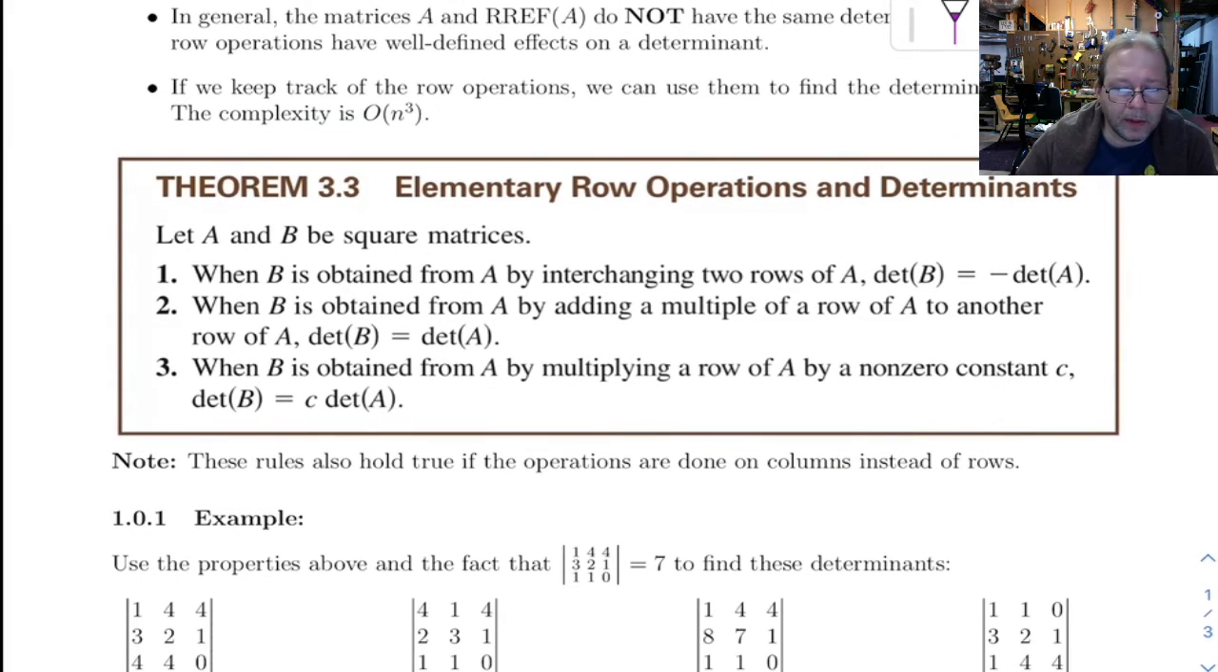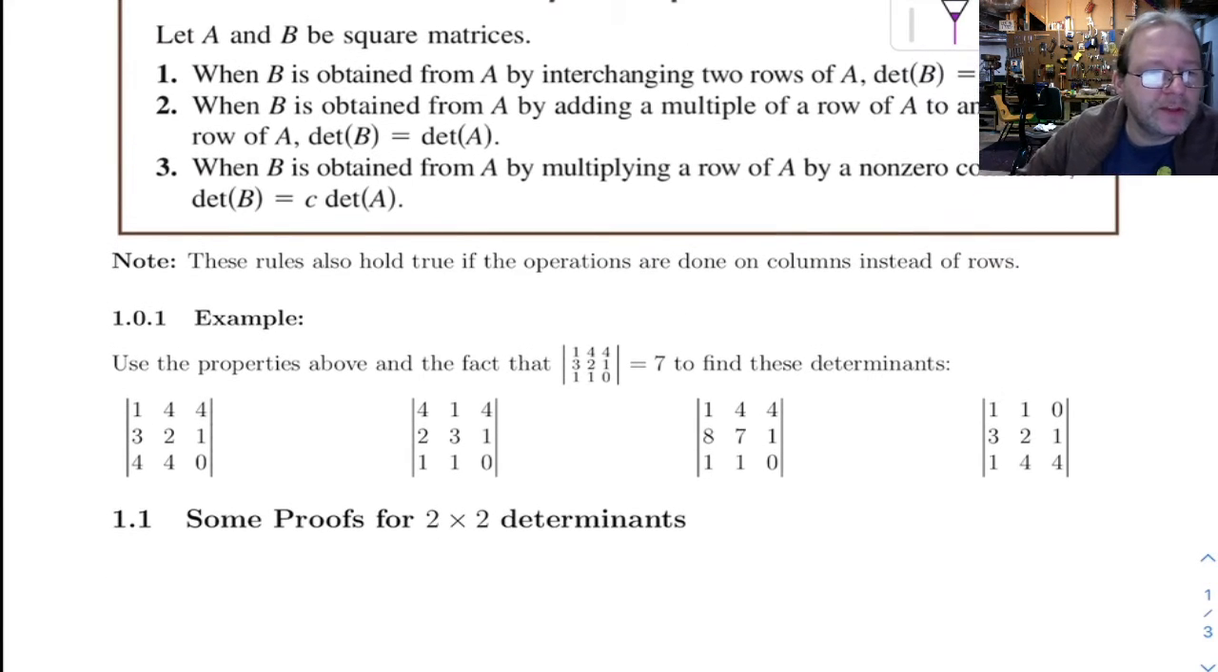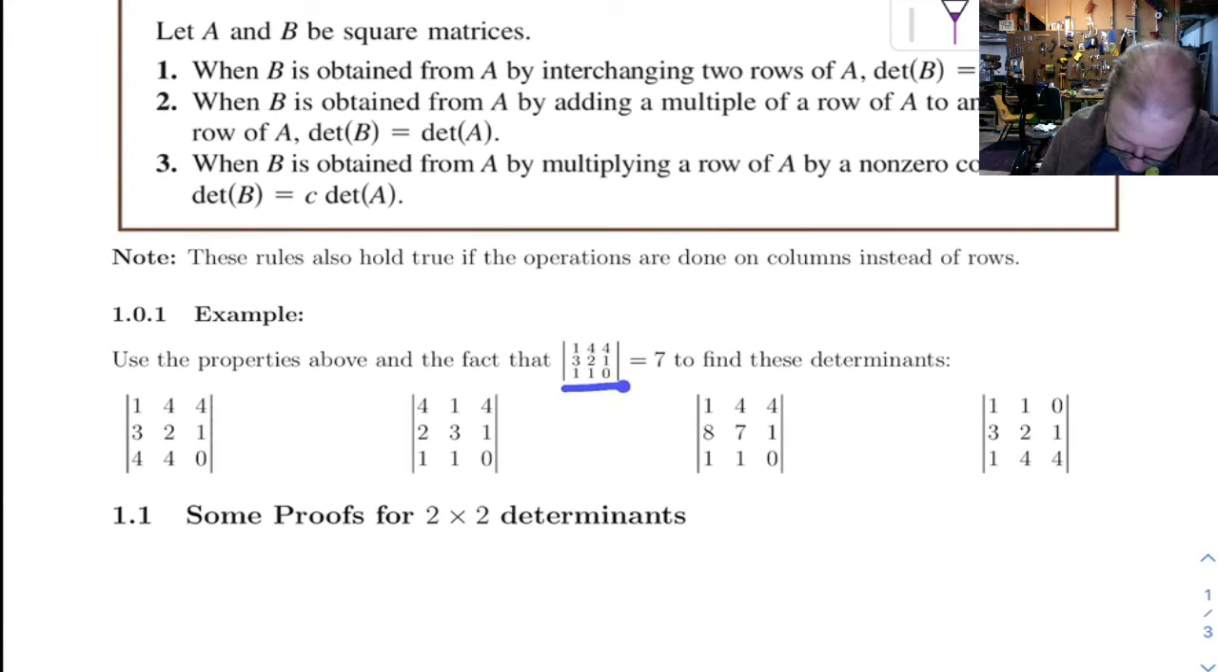So let's look at a few examples here. It says use these properties and the fact that this determinant is 7. Let's use that to find these. Now each one of these matrices is something that I made by doing a row or a column operation on the original matrix.